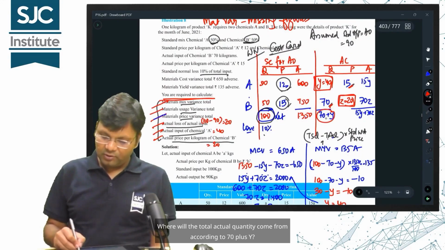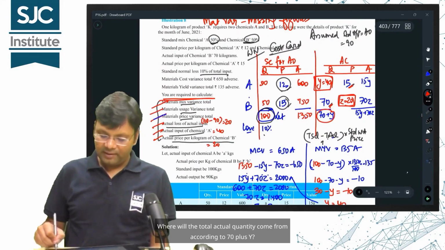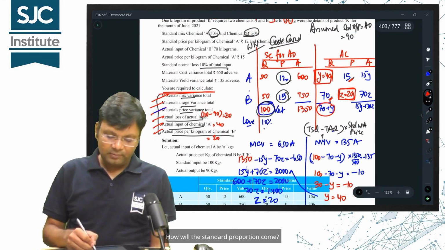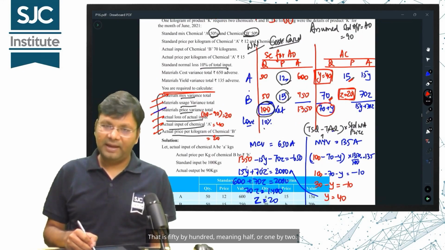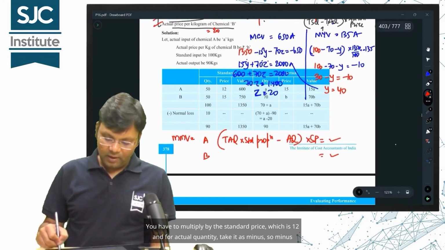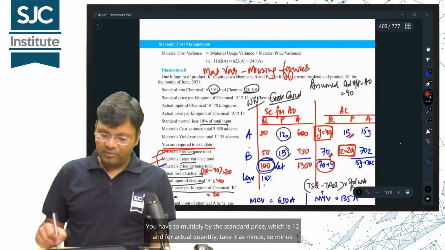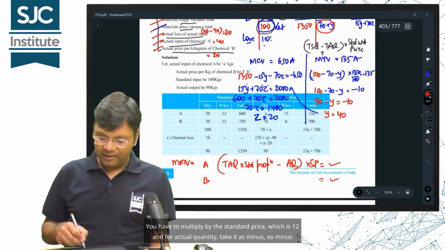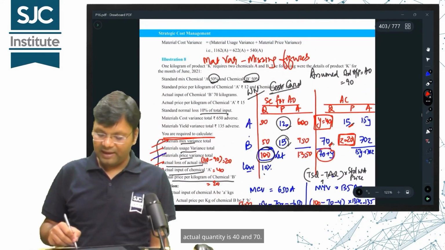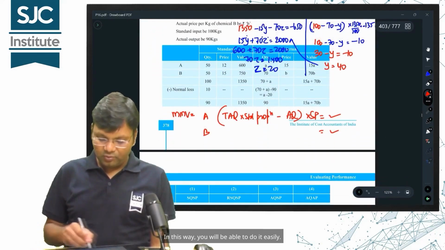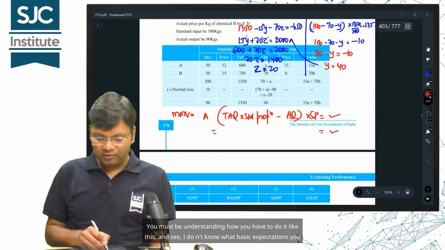Where will the total actual quantity come from? According to the question, it is 70 plus y. How will the standard proportion come? That is 50 by 100, meaning half, or 1 by 2. You have to multiply by the standard price, which is 12, and for actual quantity, take it as minus, so minus actual quantity is 40 and 70. In this way, you will be able to do it easily.